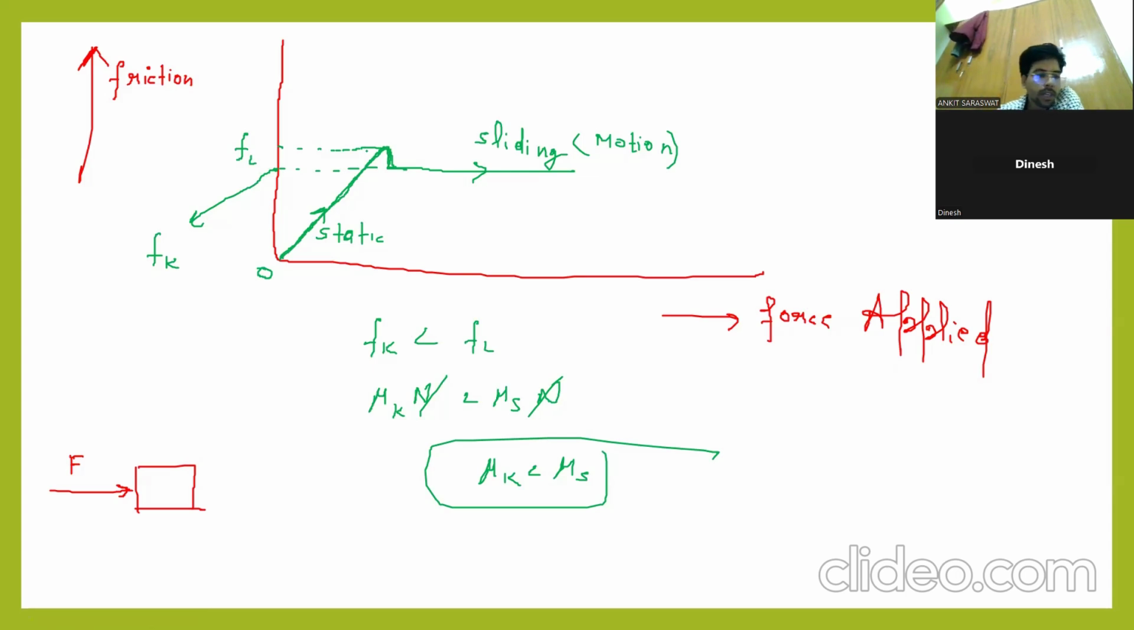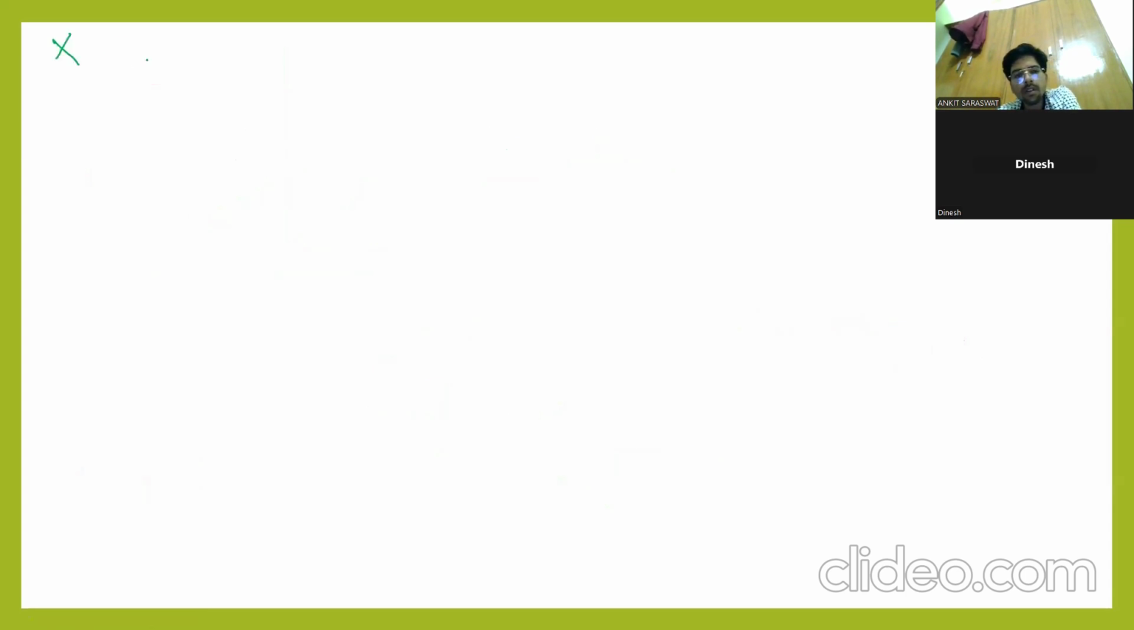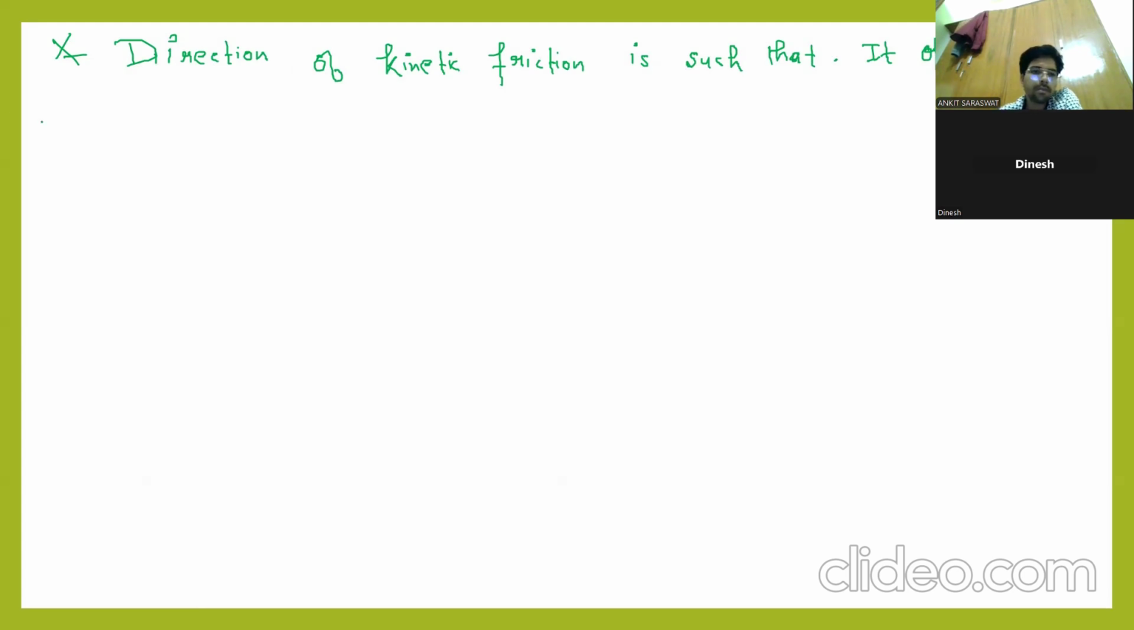Clear? Write one point: what is the direction of kinetic friction? You can write: the direction of kinetic friction is such that it opposes the relative motion. Clear?